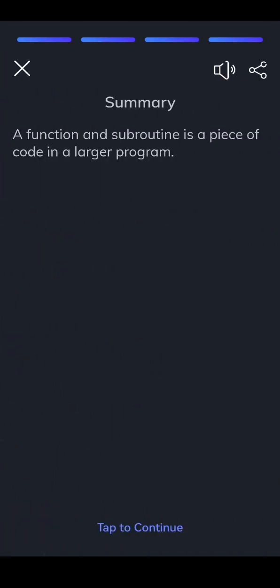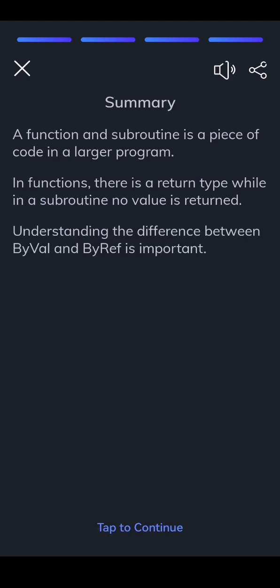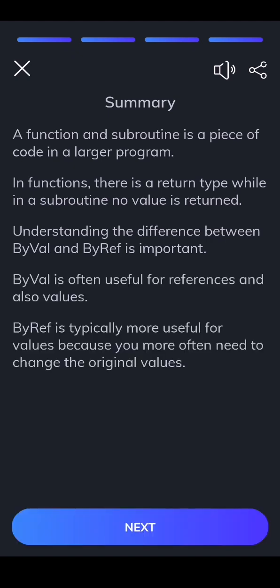A function and subroutine is a piece of code in a larger program. In functions, there is a return type, while in a subroutine no value is returned. Understanding the difference between ByVal and ByRef is important. ByVal is often useful for references and also values. ByRef is typically more useful for values because you more often need to change the original values.